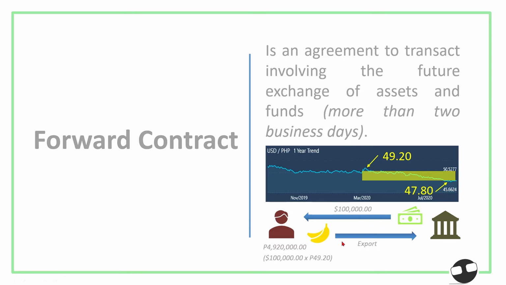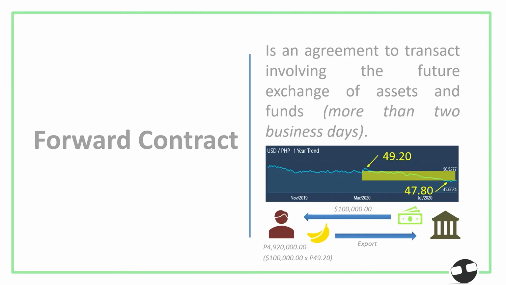Now, in this example, what if you are an exporter of bananas and you have a $100,000 transaction? During March, the foreign exchange rate of dollar to peso was at 49.20, and you anticipated that the forex would go down to 47.80. So in this example, in order to lock in that 49.20 exchange rate, you may enter into a forward contract.